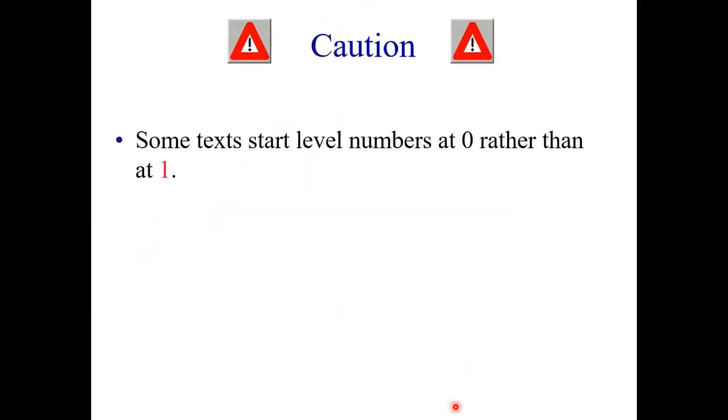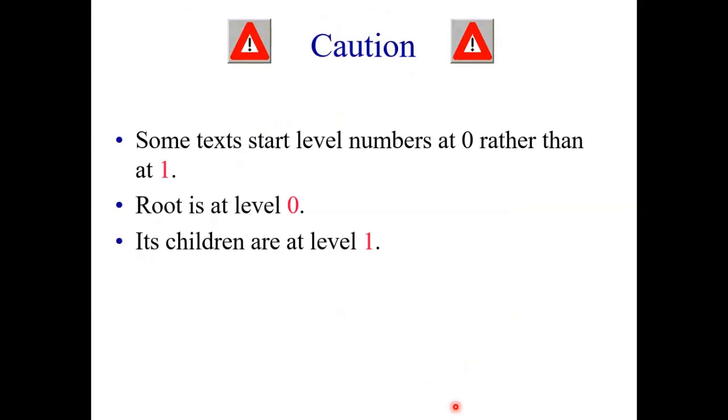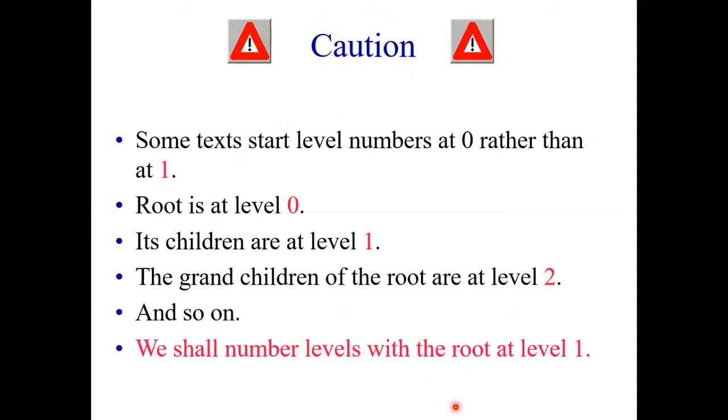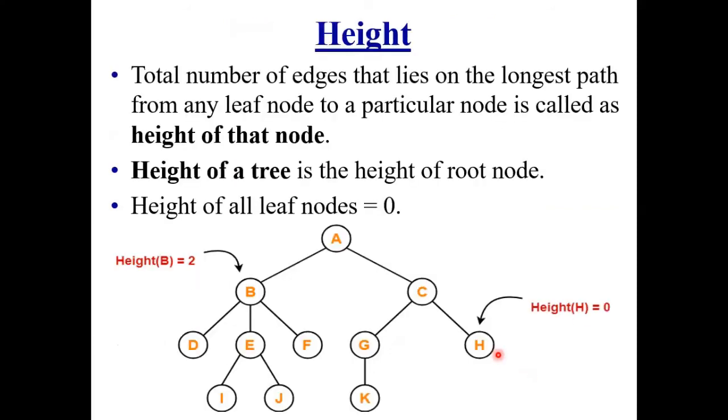So what is the caution here? In some texts, the level starts from 0 rather than 1. So the root is at level 0, its children are at level 1, the grandchildren are at level 2, and so on. But in our discussion, we always start with the root at level 1.